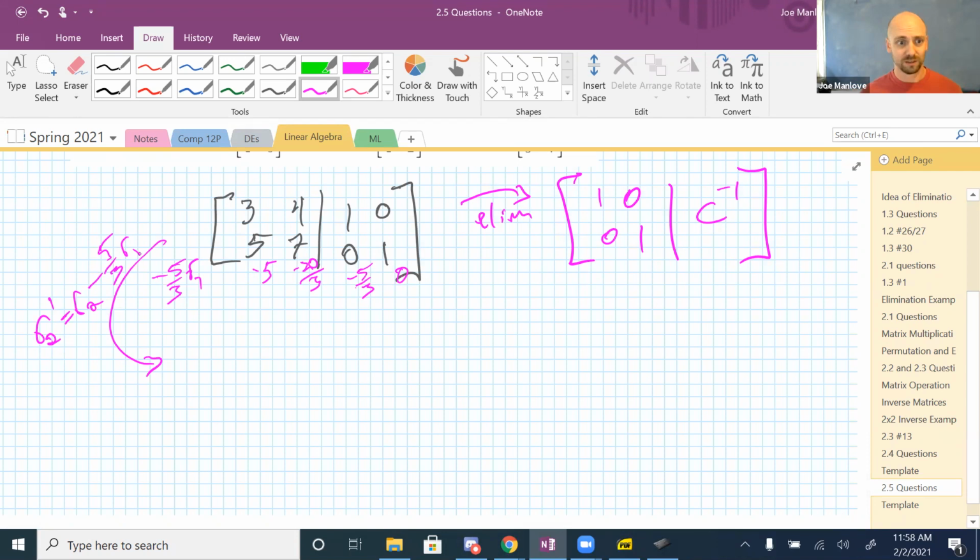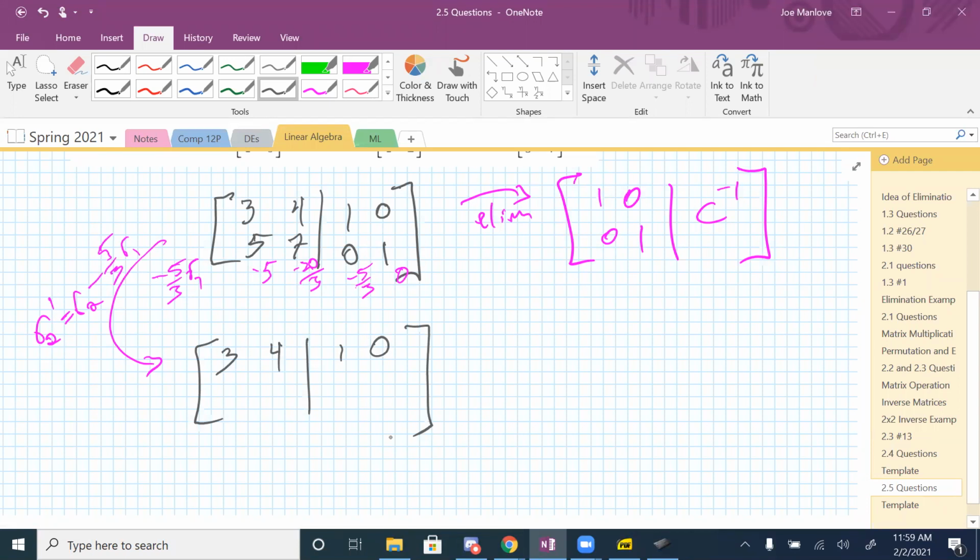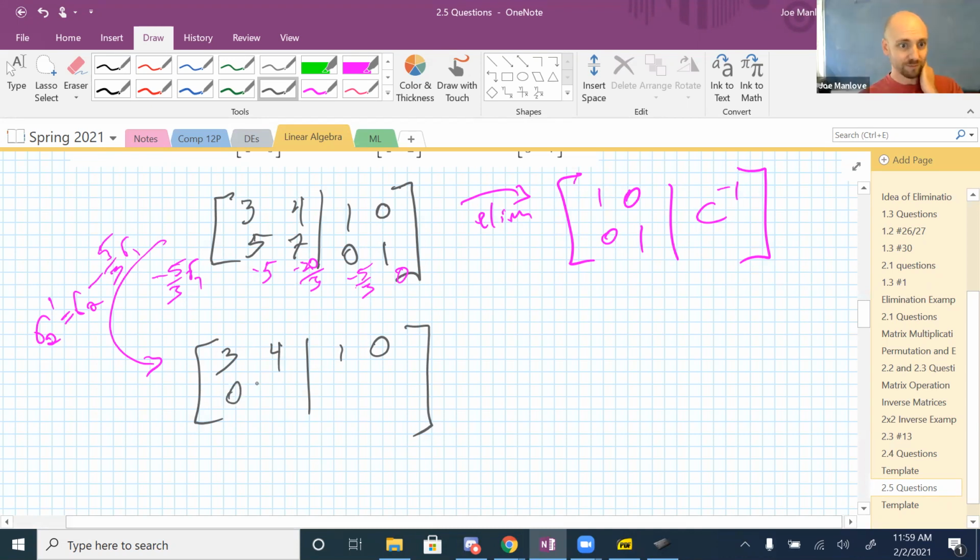Okay, so now I need to actually just do that operation. So I'm going to leave that first row alone. So I've got 3, 4 augmented by 1, 0. I just left that alone. And now in the second row, I need to actually do this addition. So first things first, 5 minus 5 is 0. Okay, that was the point, right?